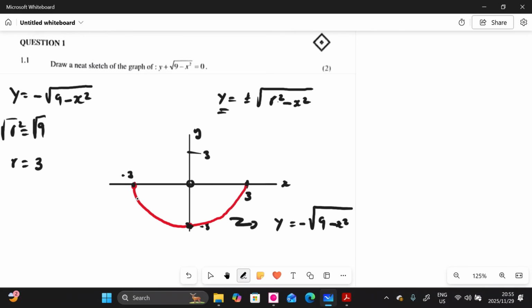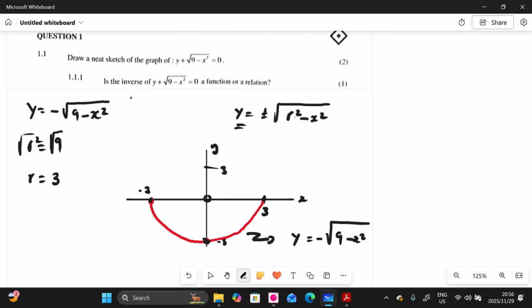All right, we are done with this 1.1. Let's go and do 1.1.1. All right, guys, here's our 1.1.1. Let me highlight it here. As I said, 1.1.1 is a sub question for 1.1. Now the question is so simple here.